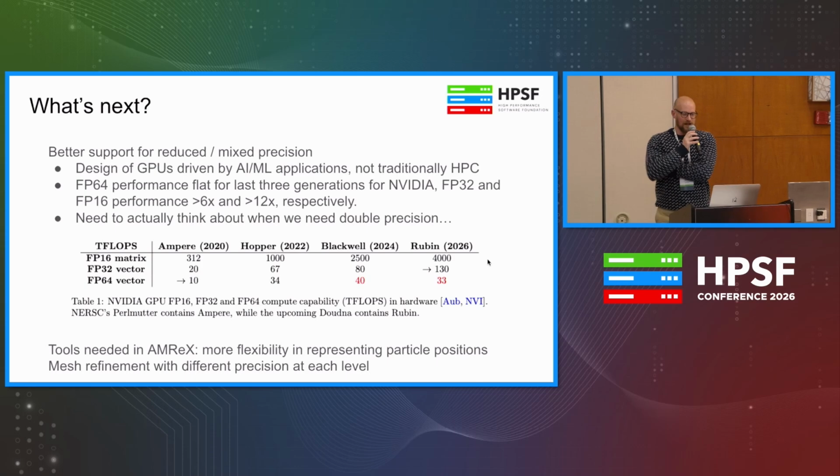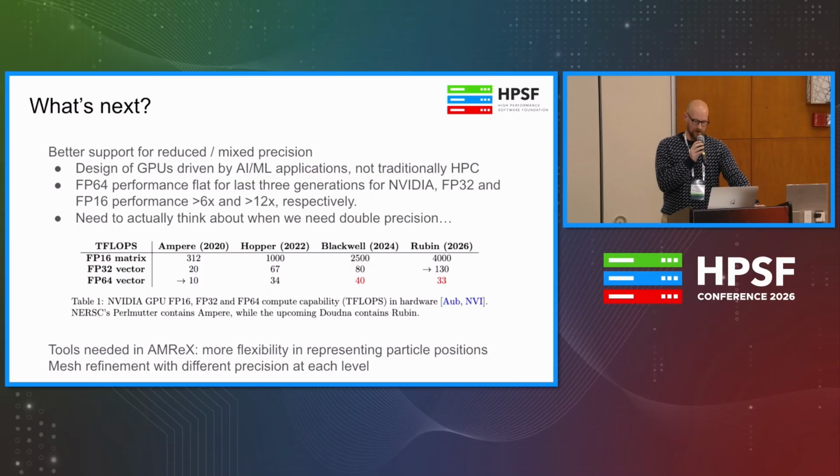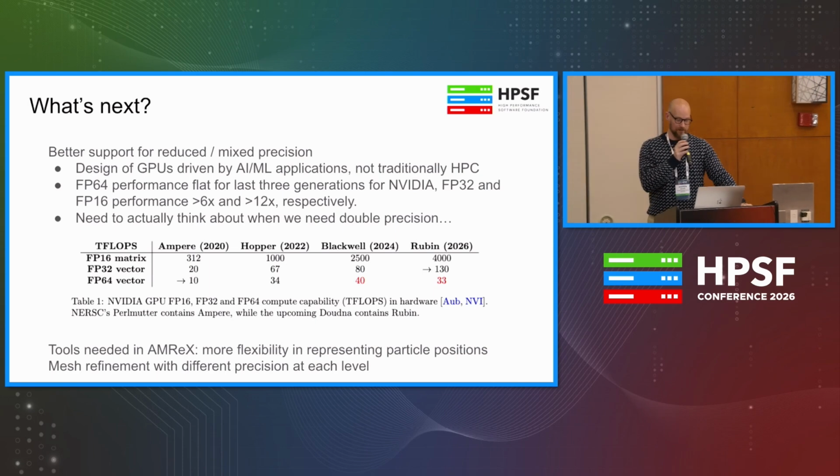So in terms of what's next for AMReX, well, there was a lot of discussion at the panel this morning about reduced and mixed precision. As they said, the design of GPUs is not really being driven by traditional HPC applications. And as a result of this, the FP64 performance isn't really getting any better in the latest architectures. So what we need to do is basically we have to actually start thinking about when we really need double precision instead of just defaulting to using it because we can.